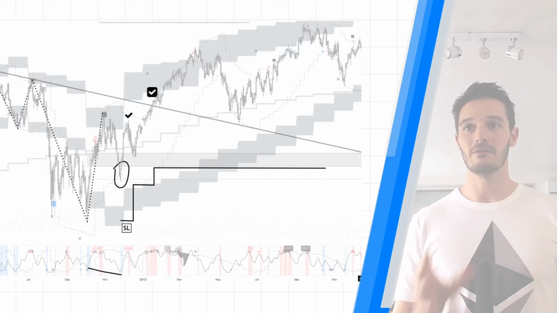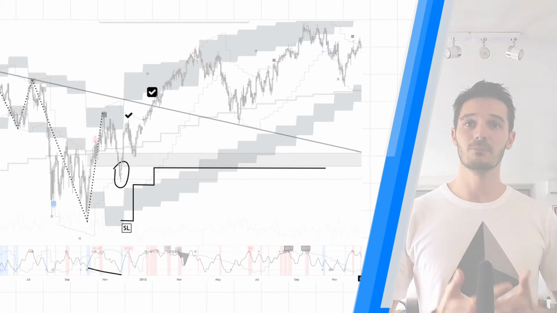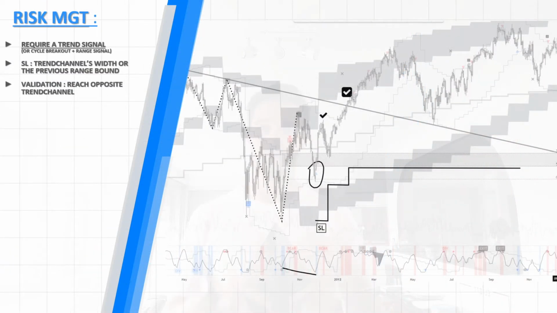Now let's talk about the validation level. I suggest, just like in the range trades, keep the rules as simple as possible. We're still in the range, so use the same validation setup. The validation is reaching the opposite trend channel. As you get the buy signal in here, you will go right up there, okay? And as you reach the opposite trend channel, just validate the trade. So like I said, don't take the profits. Just let them run as long as possible.